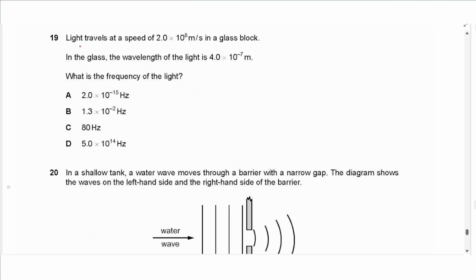Question 19 says light travels at speed 2.0 times 10 to the power of 8 meters per second in a glass block. In the glass, the wavelength of light is 4.0 times 10 to the power negative 7 meters. What is the frequency of the light? So we can use frequency is equal to speed divided by the wavelength. So 2.0 times 10 to the power of 8 divided by the wavelength 4.0 times 10 to the power of negative 7. That gives an exact value of 5.0 times 10 to the power of 14. So the answer is D.